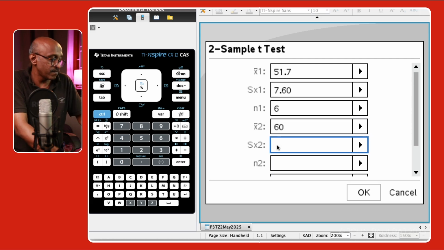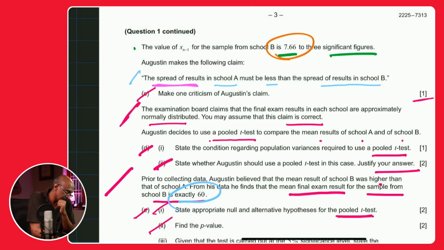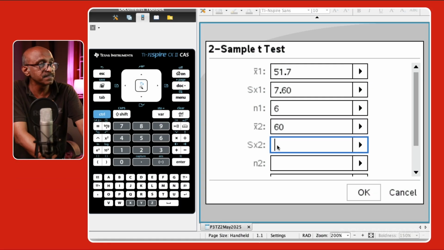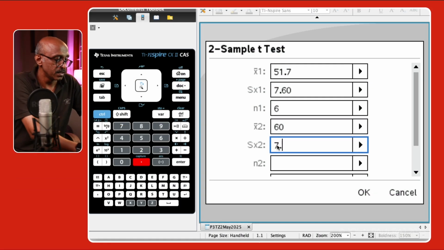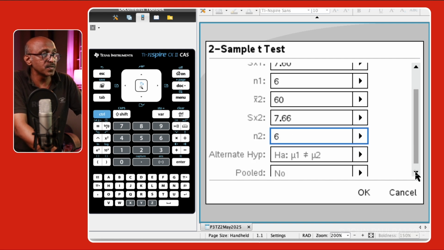And then they've said, I think this was also given in the question earlier on, can you see that? They've said that it's 7.66, the value of Sn minus 1, the sample standard deviation for school B, 7.66. So we're going to enter all those things here. 7.66. And this is also 6. Okay. And when you come down, what's the last one?